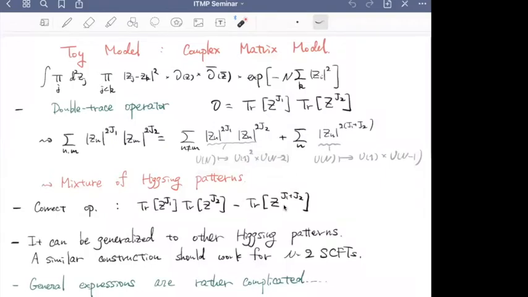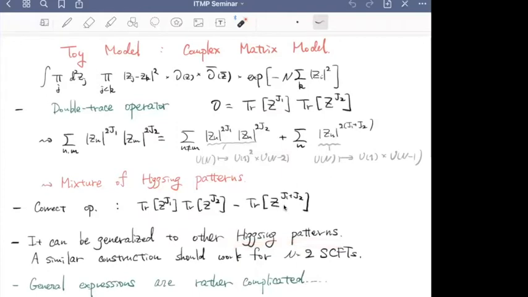So this basically suggests that if you take a double trace operator, which looks very simple, it's not going to admit a simple effective field theory description, because it corresponds to a mixture of Higgsing patterns. If you really want to get a particular Higgsing pattern, then you need to construct a nice linear combination of this form. So this explains that the difficulty 1 that I showed is related to the difficulty 3. And this argument can be generalized to other Higgsing patterns.